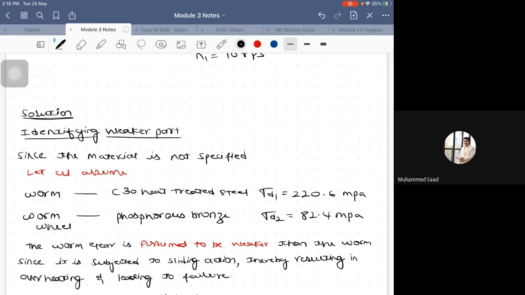It is pretty ordinary that the worm gear is the weaker part, because it results in a sliding action, tooth breakage, all of which lead to failure because of overheating and so on. So always assume the worm wheel as the weaker part. This is all the story you have to write regarding the weaker part selection. What is our first step? Step number A.